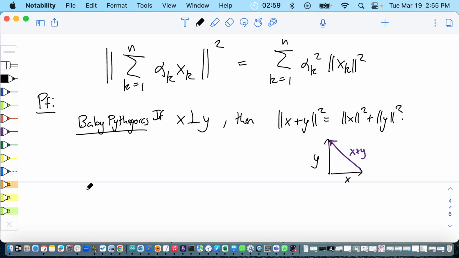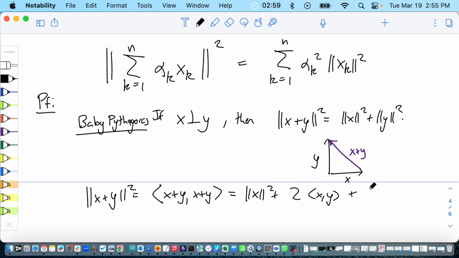Baby Pythagoras is really easy because the norm of x plus y squared is the inner product of x plus y with itself, and now you expand. Let's expand it properly. It's x squared plus 2 xy plus y squared, and this middle term is 0 by x perp y. So it's equal to x squared plus y squared. So that one's a quick, easy proof. Basically, you know the inner product, you know the norms. Any questions about baby Pythagoras?